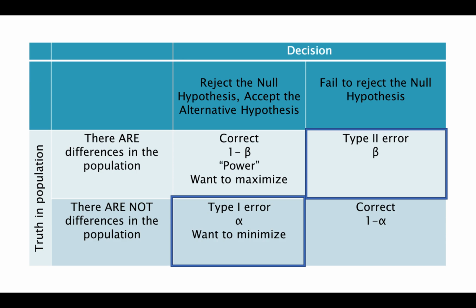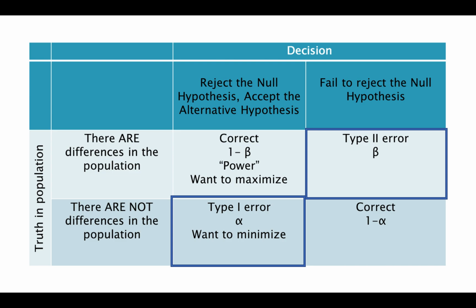Well, we might get this correct, right? So sometimes there are differences in the population and we reject the null, or there are relationships between two variables and we reject the null, accept the alternative, and say, yes, this exists. That's one example of being correct. The other example of being correct is there are not differences in the population, and then we fail to reject the null hypothesis. And we say, well, there's no difference and we didn't find one. Or there is no relationship and we didn't find evidence of a relationship. Both of these would be a correct conclusion.